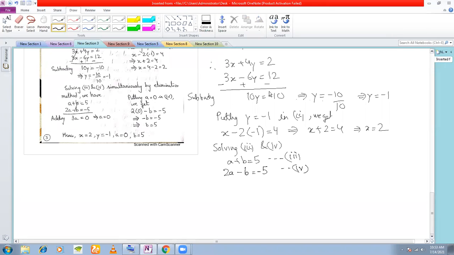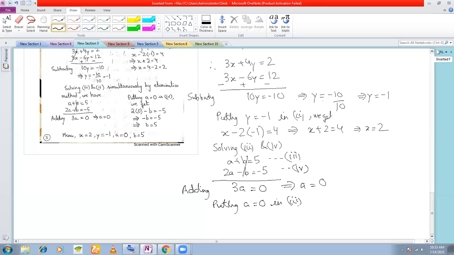Again, we solve by elimination method. What we do is we simply add the two equations. That will get our b eliminated. So you get 3a is equal to 0, so a is equal to 0. Putting a is equal to 0 in 3, we get 0 plus b is equal to 5. That means b is equal to 5.